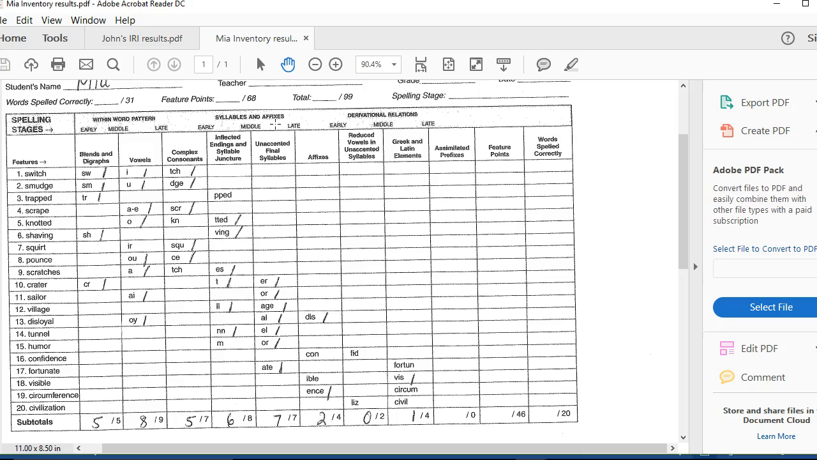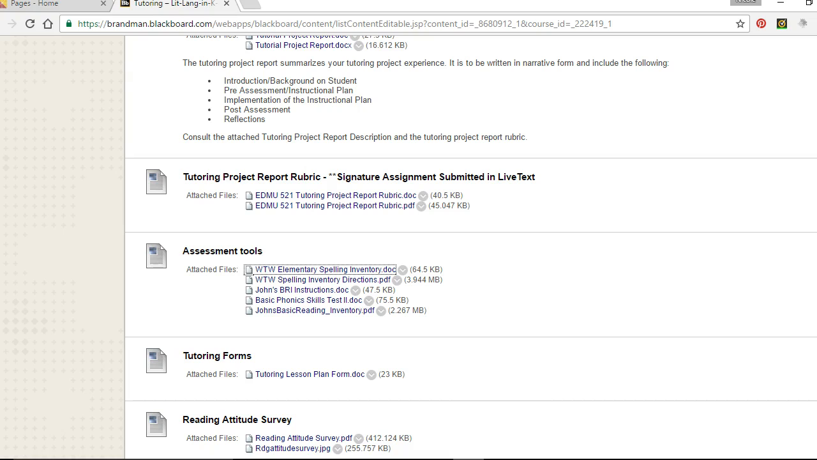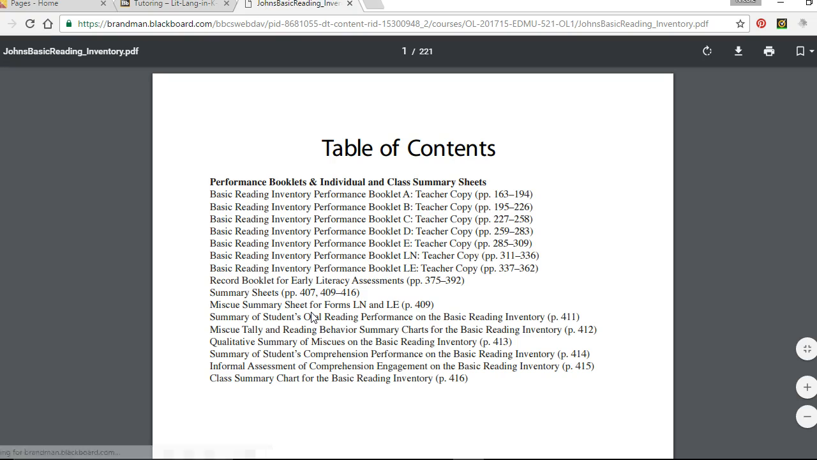Okay, so that is the spelling inventory. That's one of the ones that I would like you to try. Now let's take a look at the Johns. So you open that up. The beginning of it is a little bit like a running record where you're timing and checking for accuracy and making notes as you go along.